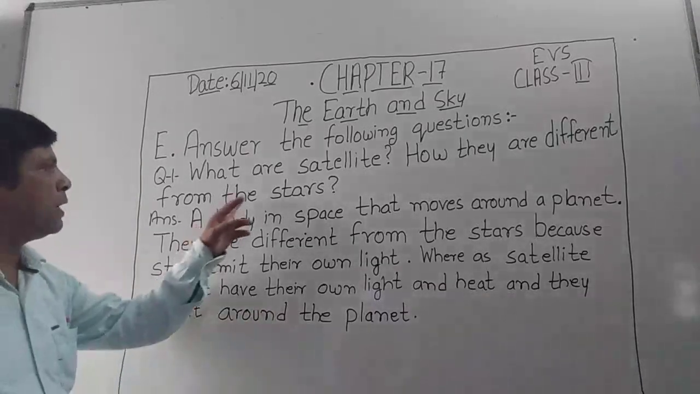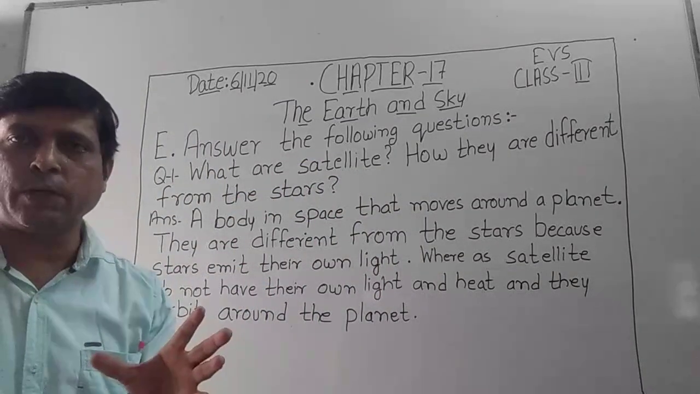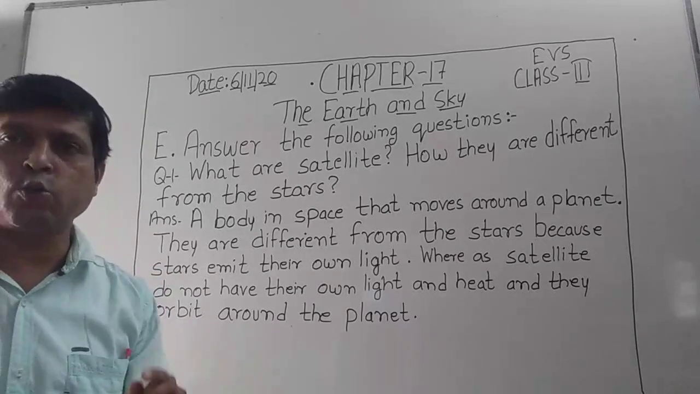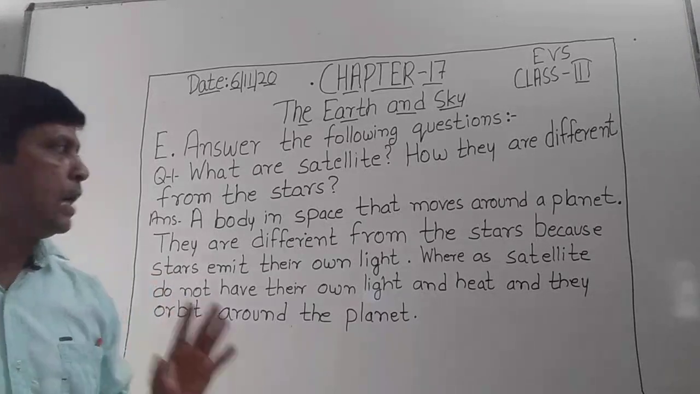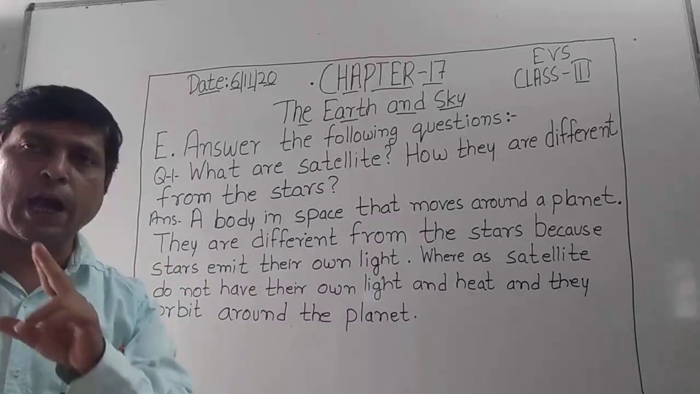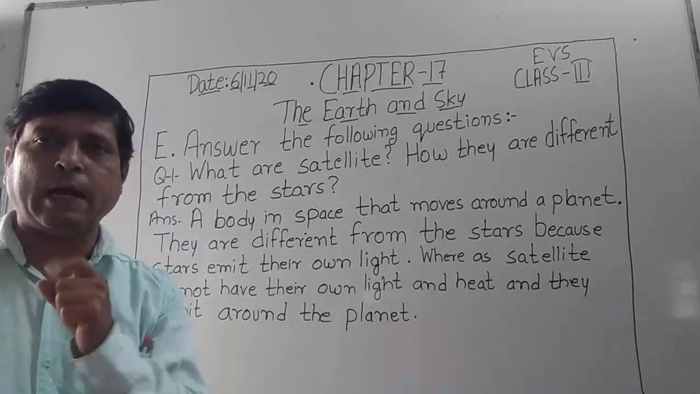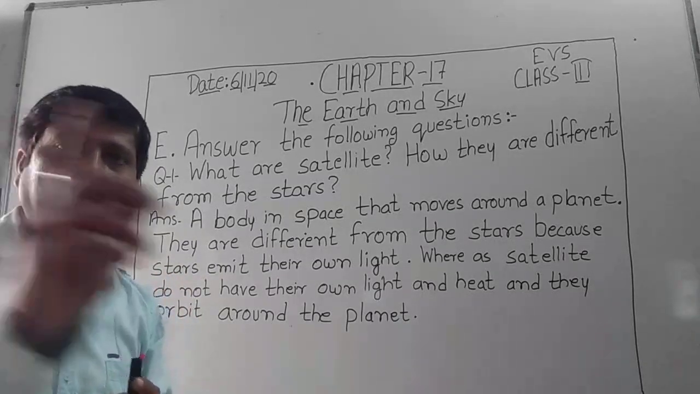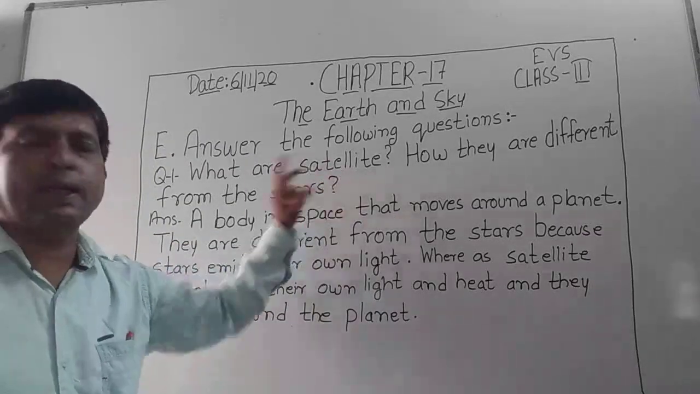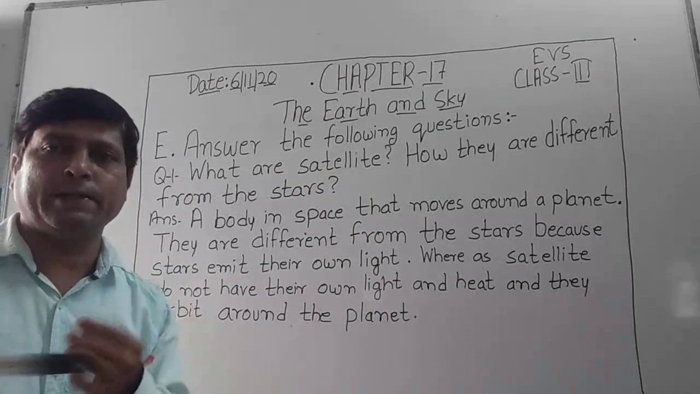Now see students, what happens in the case of satellites? These are also present in space. But satellites also move, and they move around the planet. That's the difference. Planets move around the sun, and in the same manner, in space we have satellites, and these satellites move around the planets.